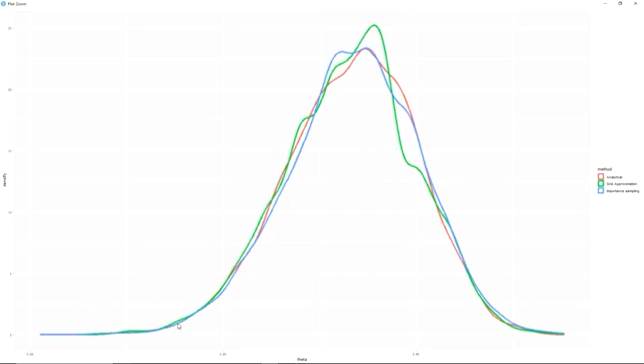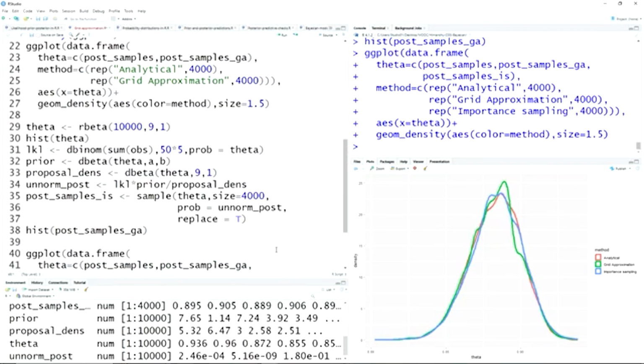At least the range looks similar, because it was a very simple case with one parameter and a very simple binomial likelihood, right? So that's why you wouldn't see a huge difference between these three approaches. But as we go through more complex likelihoods and more complex prior distributions, you will clearly see some differences across these three approaches. What you should see is that importance sampling is better than grid approximation. You can even see that here.